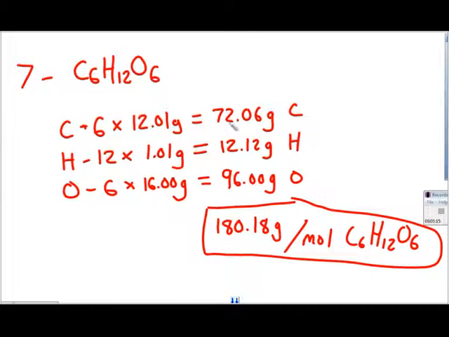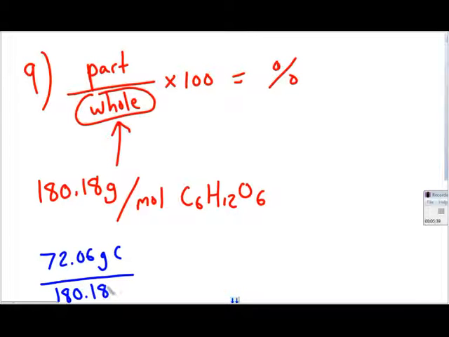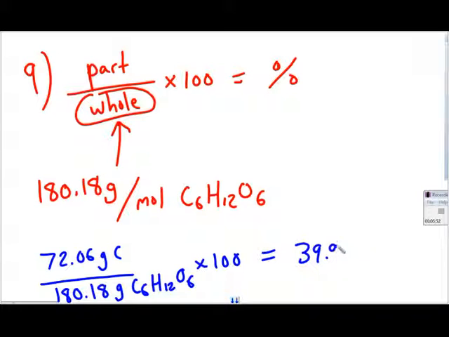So now we're going to take the part that is carbon and divide it by the whole. 72.06 grams is carbon. I divide that by the whole entire substance, the molar mass of that, times it by 100. And I find out that carbon makes up 39.99% of glucose's mass.